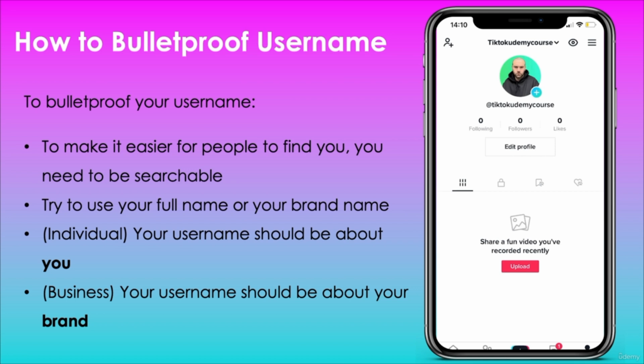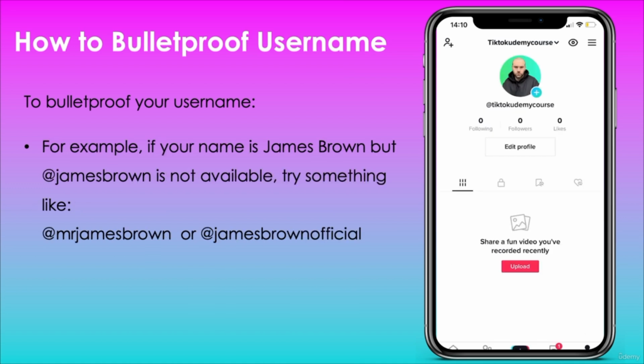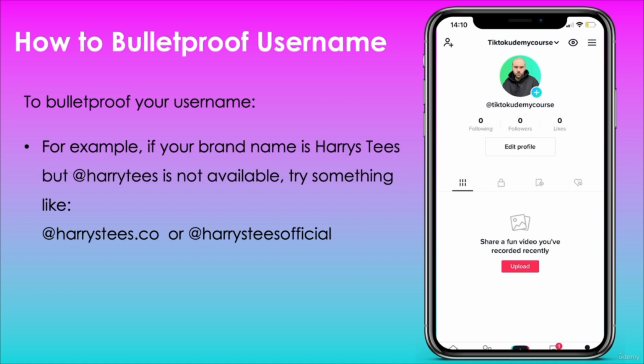It's recommended that you use your full name or brand name and try not to include any symbols or numbers. It's definitely better to use words than it is to use symbols or numbers. And you should make sure that your name and your username are the same, or pretty much identical at the least. For example, if your name is James Brown, but this isn't available, use something like Mr. James Brown or James Brown Official. The same goes for your brand. If your brand was called Harry's Teas, but this was taken, you could use something different like harrysteas.co or Harry's Teas Official.